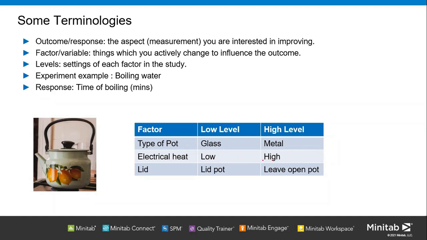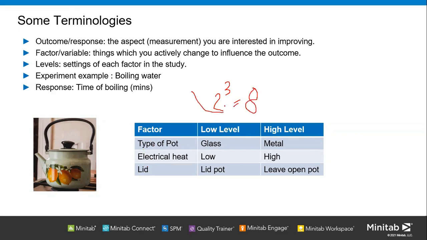So all of this is one type of pot, electrical heat. The lead, we consider, is a factor. Glass metal, we consider as a level, the setting of each factor in the study. For this case, we have two factors. So we have a two-level design, low and high. How many factors? We have three factors, so now we have 2 to the power of 3, equal to 8.